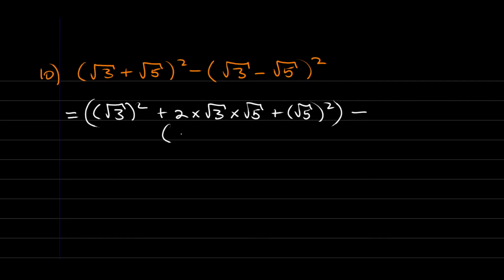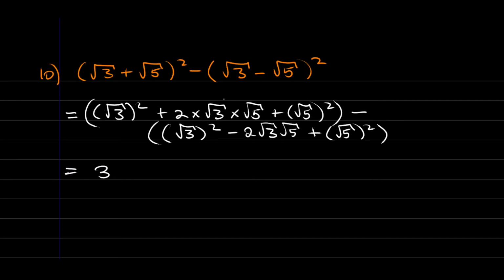The second part is going to be root of 3 squared, and I'll just open that bracket up again, minus 2 root of 3 root of 5, and then we're going to have plus root of 5 squared. Close our bracket up. Alright, so let's simplify, and we can see that this here, first one is 3, then 5 by 3 is 15, by 2 is 30.